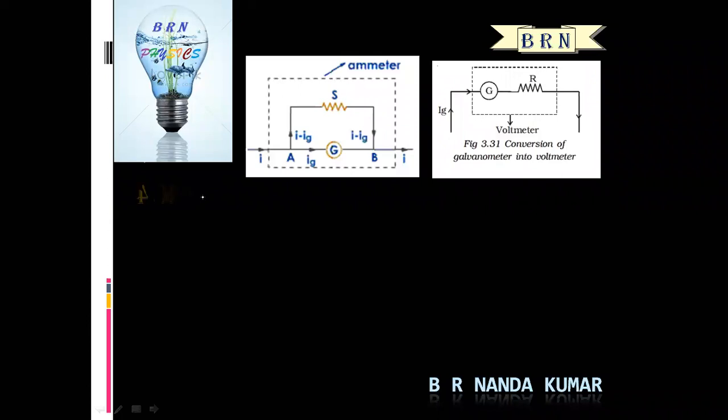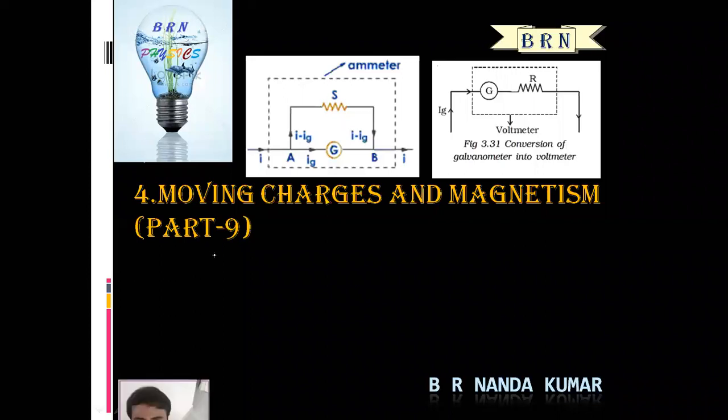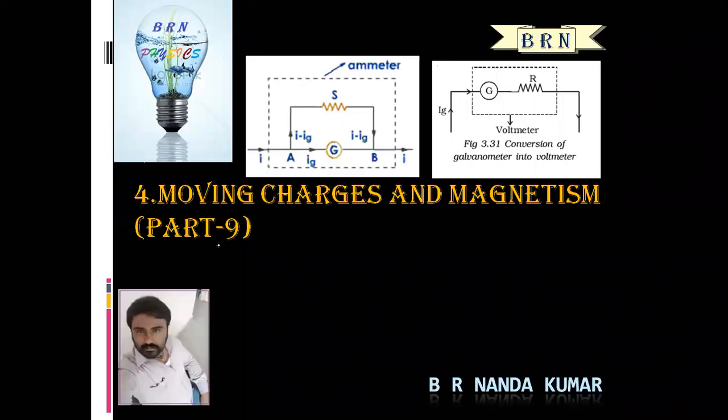In the previous class, we have studied about moving coil galvanometer, principle, construction, working and theory. So in this class, we are going to discuss how to convert a galvanometer into an ammeter and how to convert a galvanometer into a voltmeter. So this is moving charges and magnetism part 9. Okay, let's start today's class.